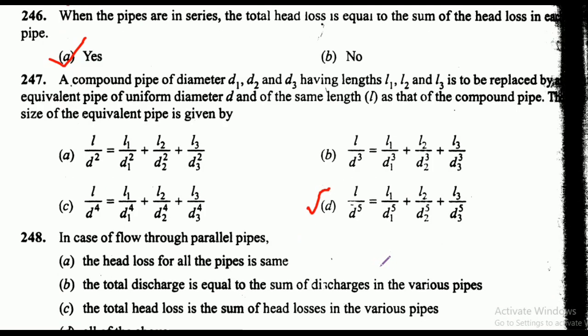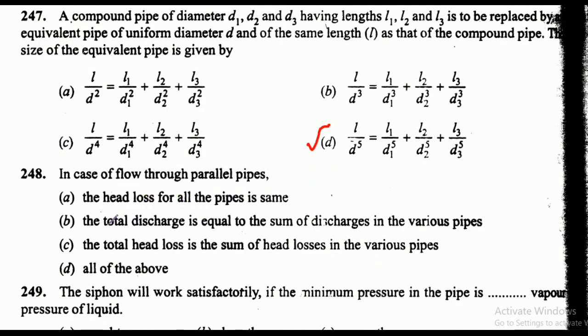Okay, next is in case of flow through parallel pipes, options are option A is the head loss for all the pipes is same. Option B is the total discharge is equal to the sum of the discharges in the various pipes. Option C is the total head loss is the sum of the head losses in various pipes. Option D is all of the above. So here friends, correct answer is options A and B. These two statements are correct here. So here friends, in case of flow through parallel pipes, the head loss for all the pipes is same and the total discharge is equal to the sum of the discharge in various pipes.